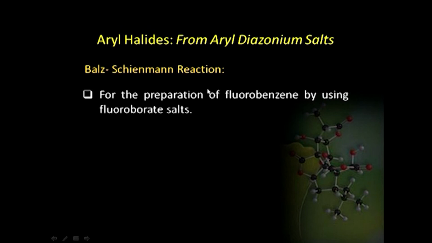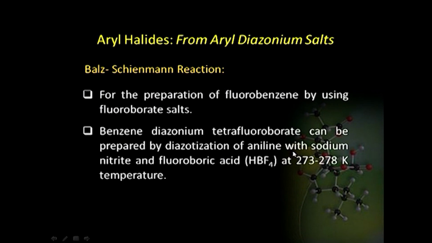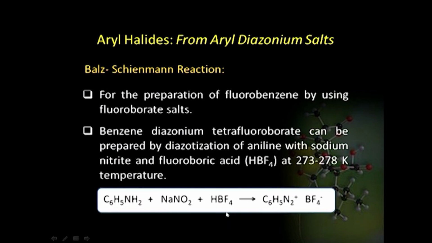There is another reaction, the Balz-Schiemann reaction, which involves aryl diazonium salts for the preparation of fluorobenzene by using fluoroborate salts. Benzene diazonium tetrafluoroborate can be prepared by diazotization of aniline with sodium nitrite and fluoroboric acid at 273 to 278 K. Aniline is treated with sodium nitrite and fluoroboric acid to give the diazonium salt with the fluoroborate complex, which further gives rise to the formation of the fluoro derivative.